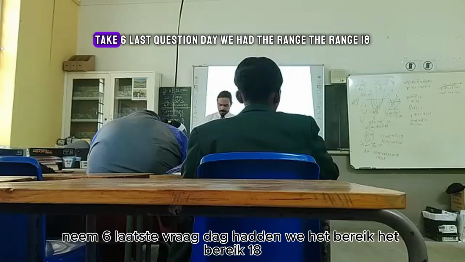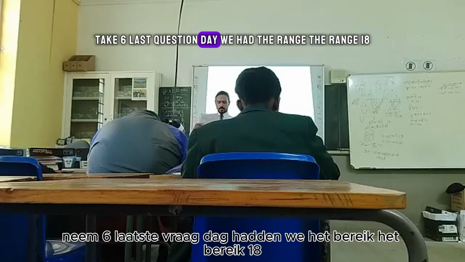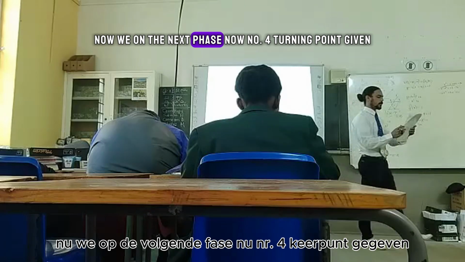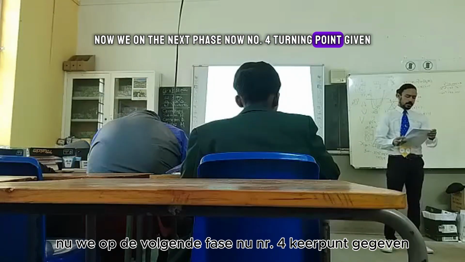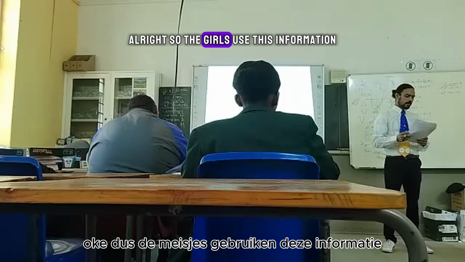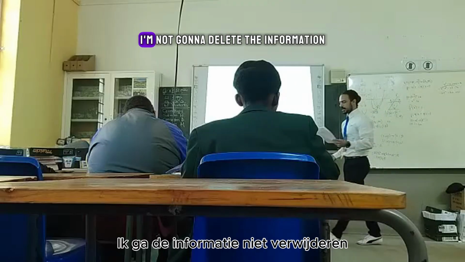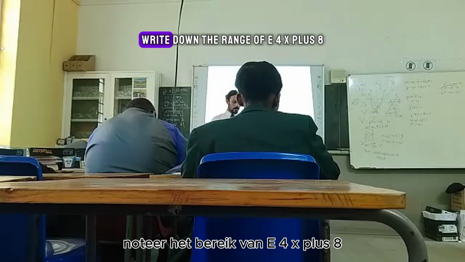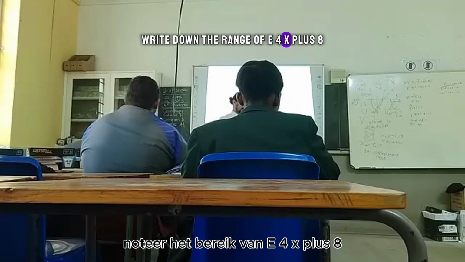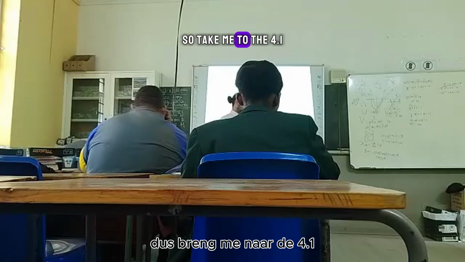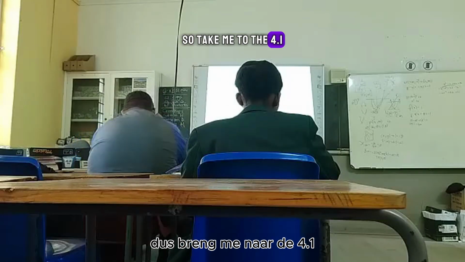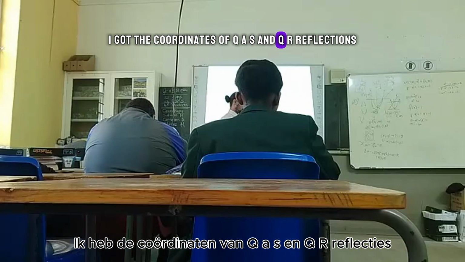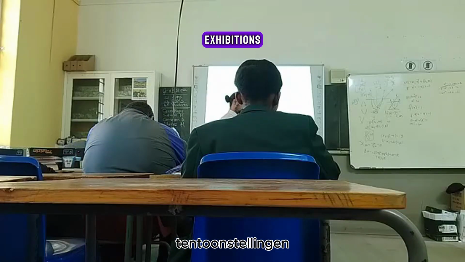Yes, so it's like 6. Last question there, we had the range is 18. Now we're on the next page, number 4, turning point given. Right. So the graph is information, you can read for yourself. I'm not going to read the information, I'm just going to analyze quickly. Write down the range of f of x plus 8. So technically, look at the 4.1. Write down the coordinates of Q, S and Q are reflections, axis of symmetry.